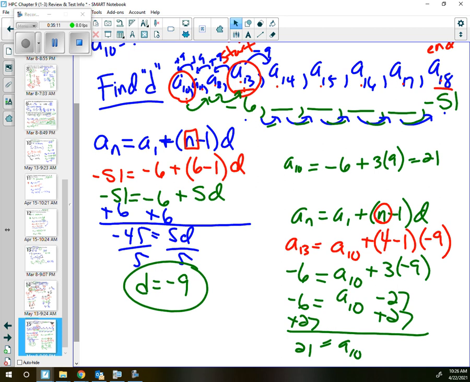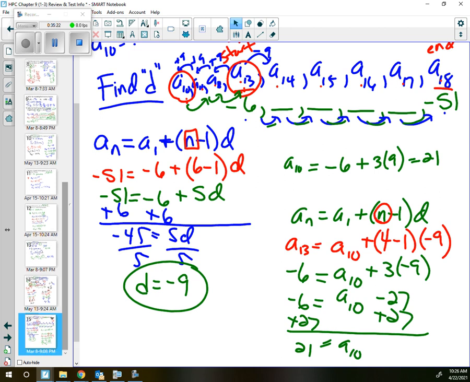So it's that whole idea of trying to figure out, okay, what's my difference or my ratio, and then using anything as your starting term as long as it comes before your ending term. Lots of things to talk about in Chapter 9. We did a lot of work here. Good things to review and take a look at before the test.